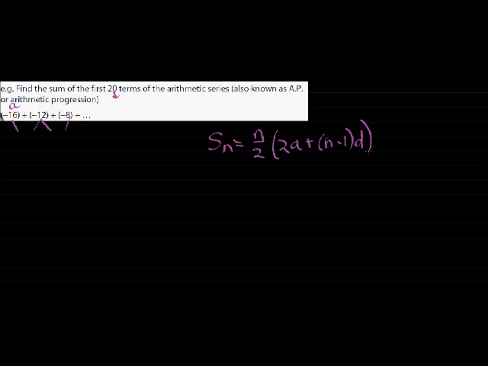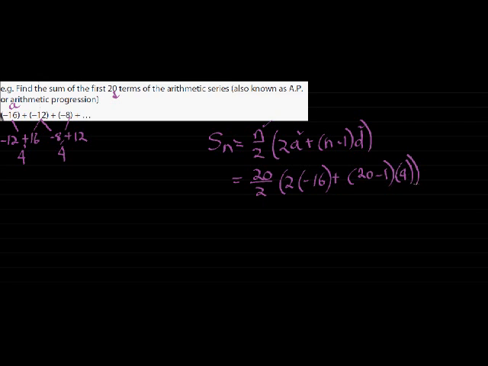To get the common difference, I've got n is 20, I've got a is negative 16, now I need d, the common difference. I get that by saying negative 12 minus negative 16 is plus 16, so I get 4. And same here, negative 8 minus negative 12 is plus 12, and I get 4. So the common difference is 4. All I need to do is substitute. I get 20 divided by 2, times 2 times negative 16 plus n, which is 20, minus 1, times that 4. You can simplify: 10 out here, then inside we get negative 32 plus 19 times 4, which is 76.